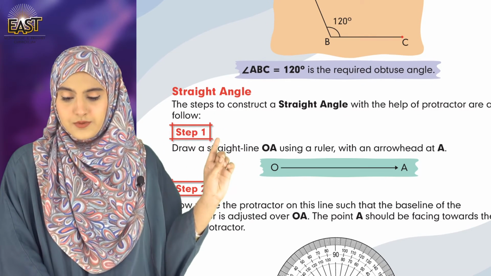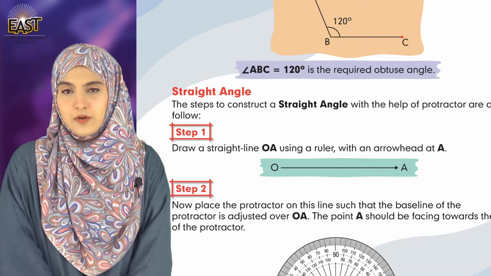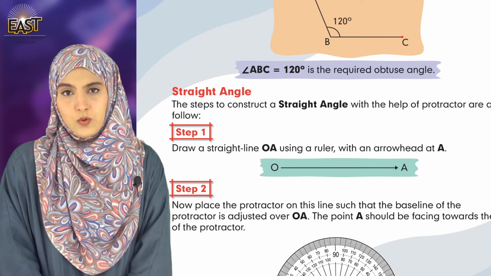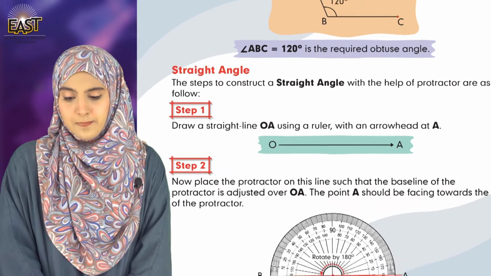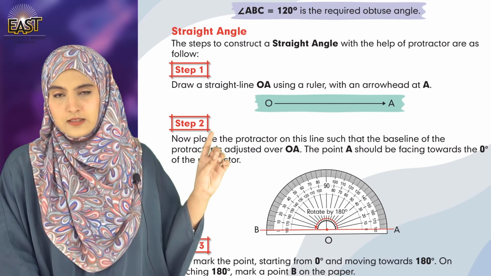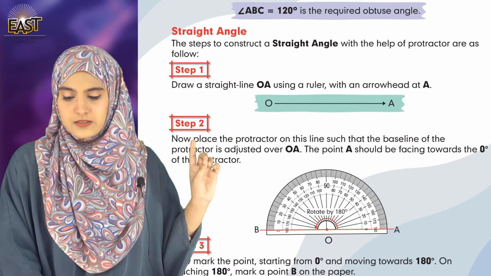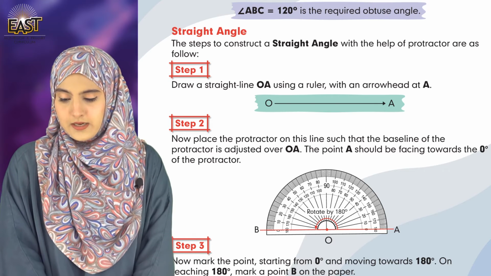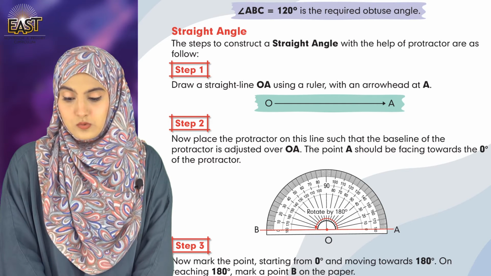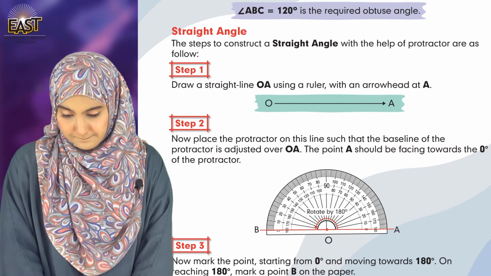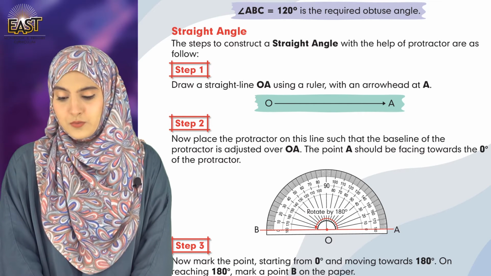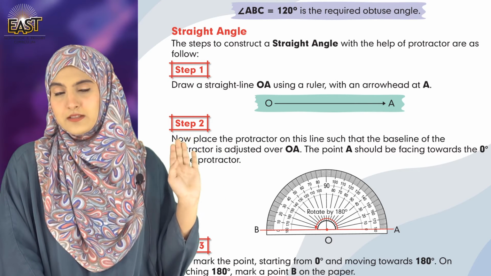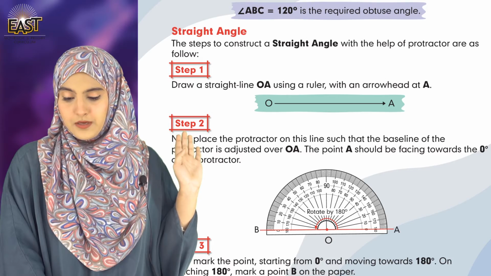Step number 1, draw a straight line OA using a ruler with an overhead at A. Then place the protractor on this line such that the baseline of the protractor is adjusted over OA. The point A should be facing towards the 0 degrees of the protractor. Point A should face the 0 degree side, and point B should be 0 as well.